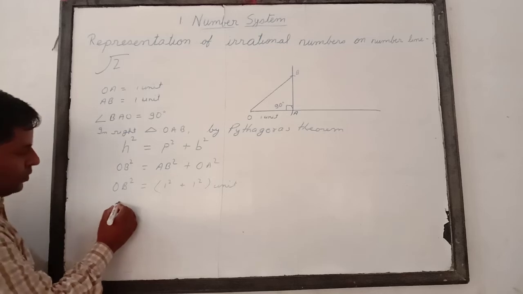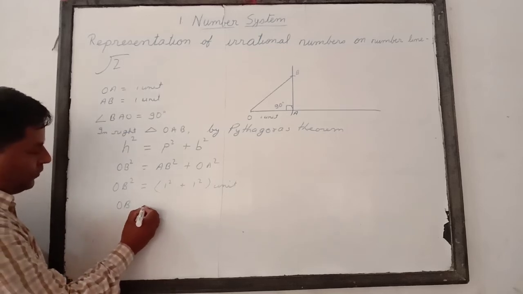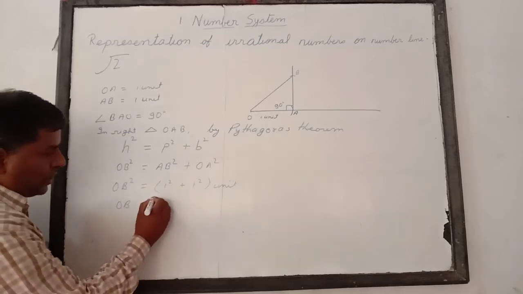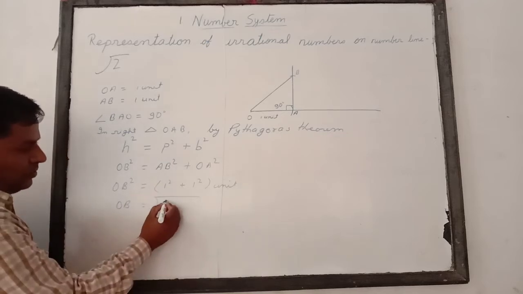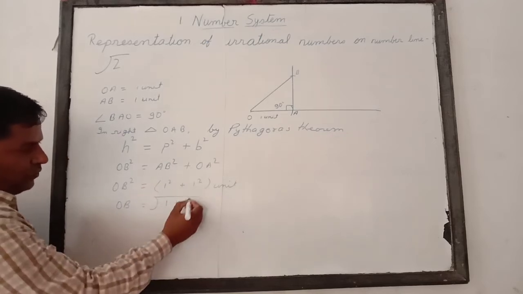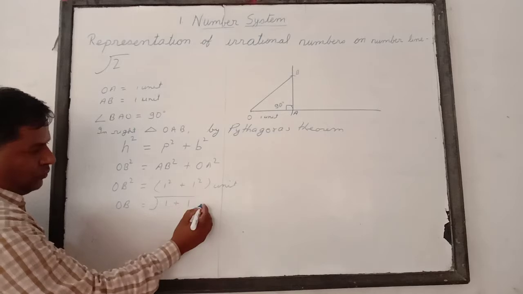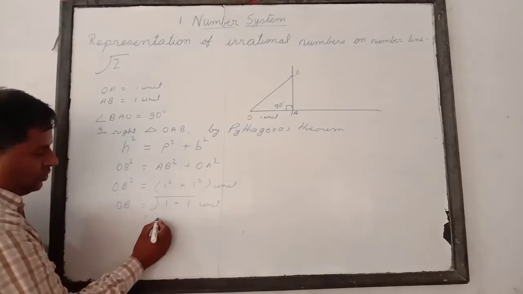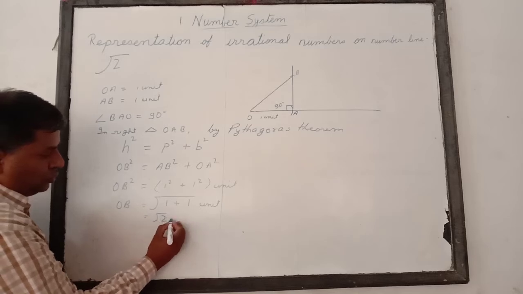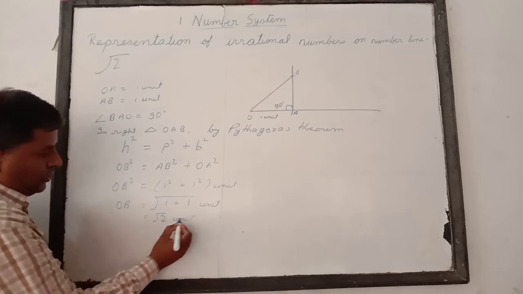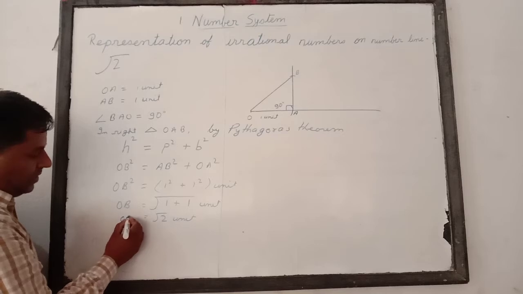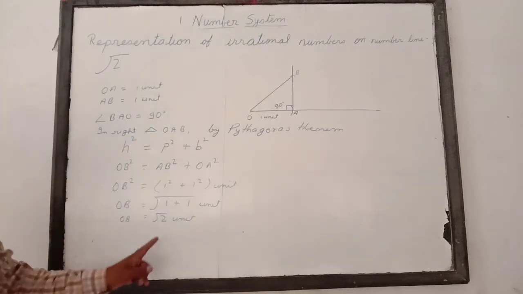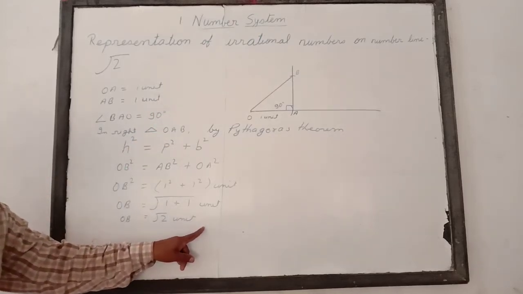Now we can also write OB is equal to, if the square goes to this side, it will become a square root. So the square of 1 is 1 plus the square of 1 is 1. So we have 1 plus 1 unit, or we can write this as root 2 units. So from this it's very clear that the distance OB is equal to root 2 units.